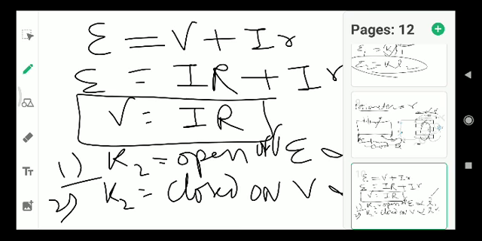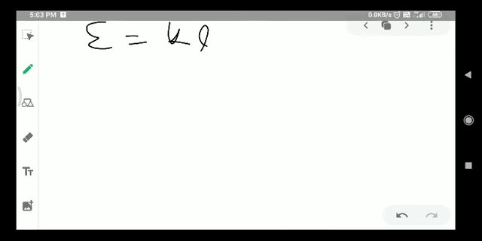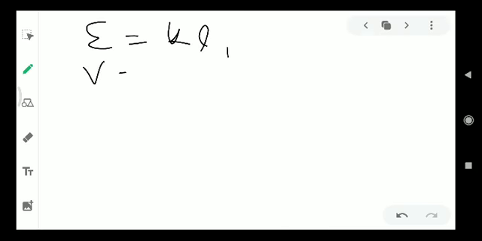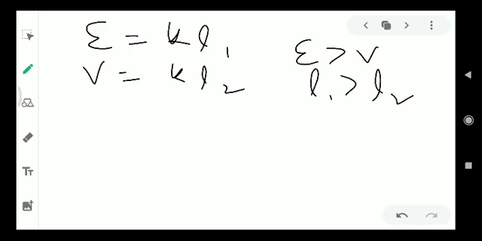I can write E is equal to K L1. I can write V is equal to K L2. And you know that EMF is greater than V. So L1 must be greater than L2. Right. Divide these two equations. Once you divide these two equations, you will get E by V is equal to L1 by L2.